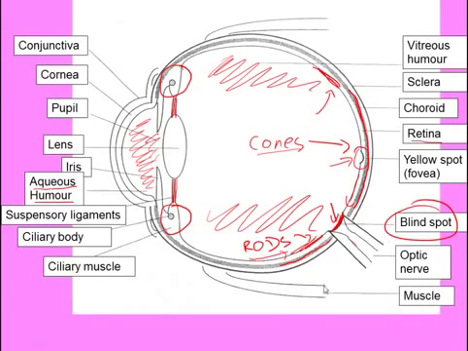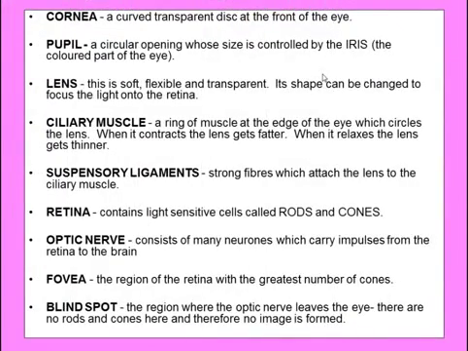Finally, there are lots and lots of muscles which surround the eye, these ones here as well, and these help move our eyes in the direction we want them to point. This is a sheet summarizing the functions that we've just talked about. So if you do want to pause at this point and have a look at these, do feel free.